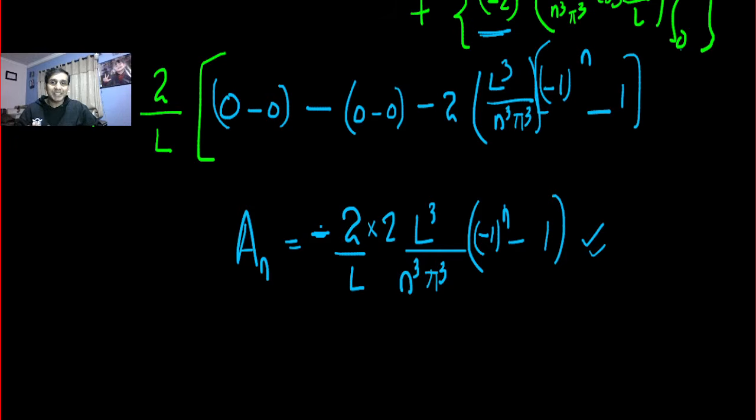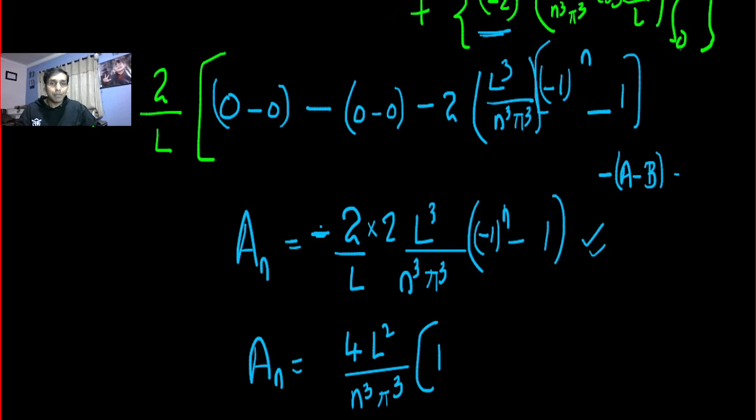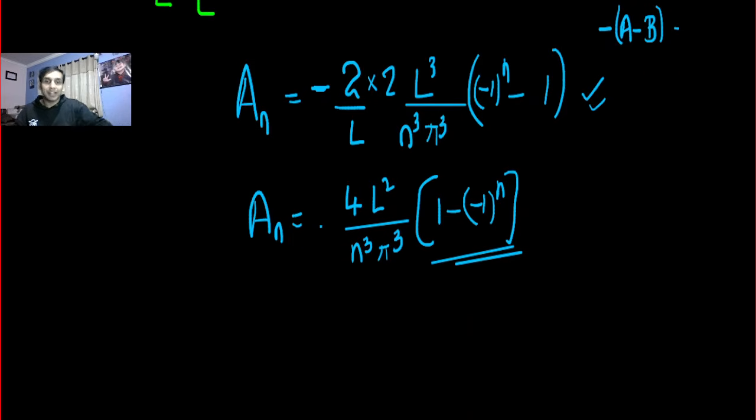Anyway, this minus, I hate minus, so I use the property minus a minus b is b minus a. So an equal to 4, and this L is going to get cancelled. L square by n cube into pi cube multiplied by 1 minus minus 1 the whole power n. That's it. So we got an.